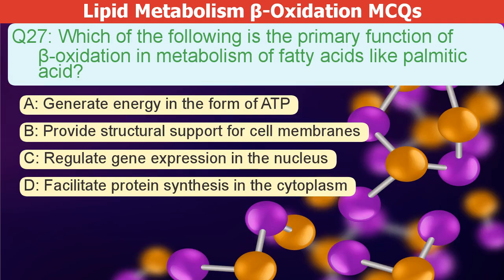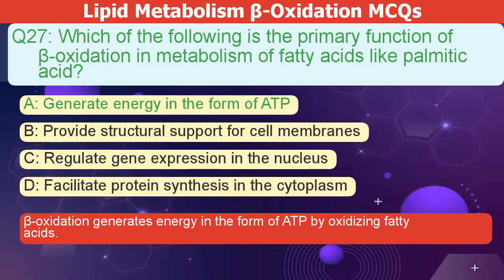Which of the following is the primary function of beta-oxidation in fatty acid metabolism, like with palmitic acid? A. Generate energy in the form of ATP. B. Provide structural support for cell membranes. C. Regulate gene expression in the nucleus. D. Facilitate protein synthesis in the cytoplasm. The correct answer is A. Beta-oxidation generates energy in the form of ATP by oxidizing fatty acids.